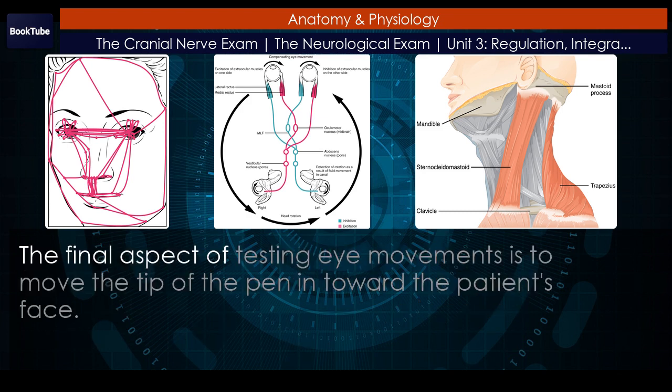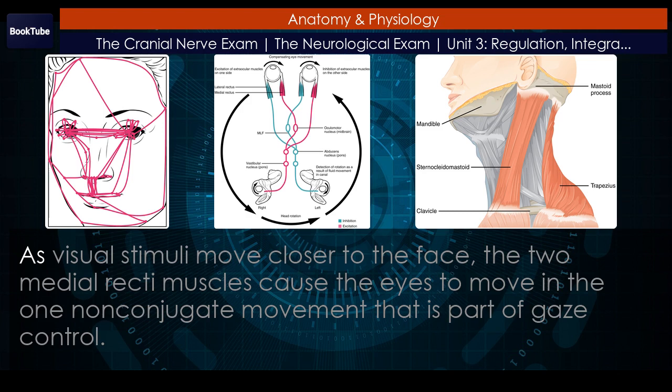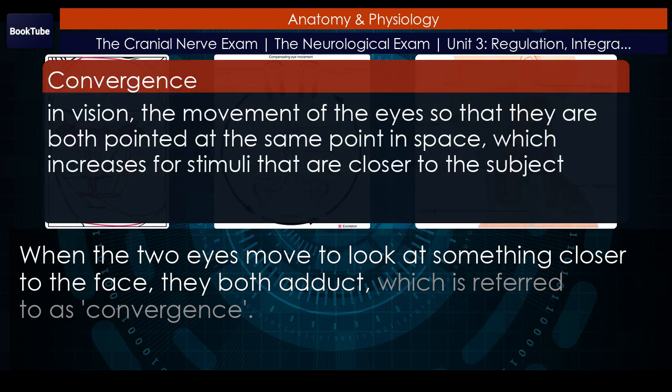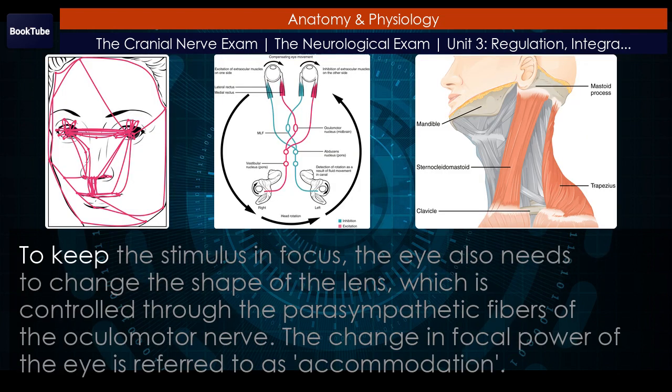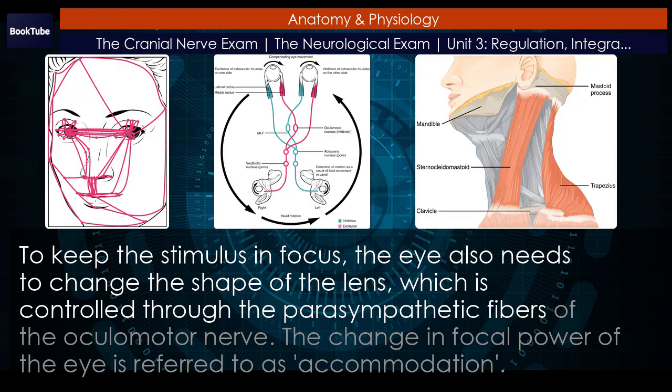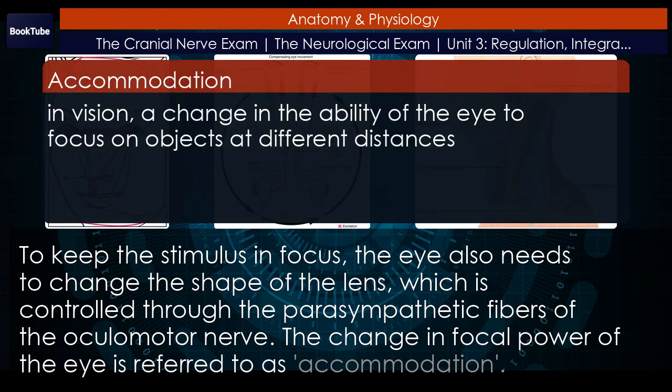The final aspect of testing eye movements is to move the tip of the pen in toward the patient's face. As visual stimuli move closer to the face, the two medial recti muscles cause the eyes to move in the one non-conjugate movement that is part of gaze control. When the two eyes move to look at something closer to the face, they both adduct, which is referred to as convergence. To keep the stimulus in focus, the eye also needs to change the shape of the lens, which is controlled through the parasympathetic fibers of the oculomotor nerve. The change in focal power of the eye is referred to as accommodation.